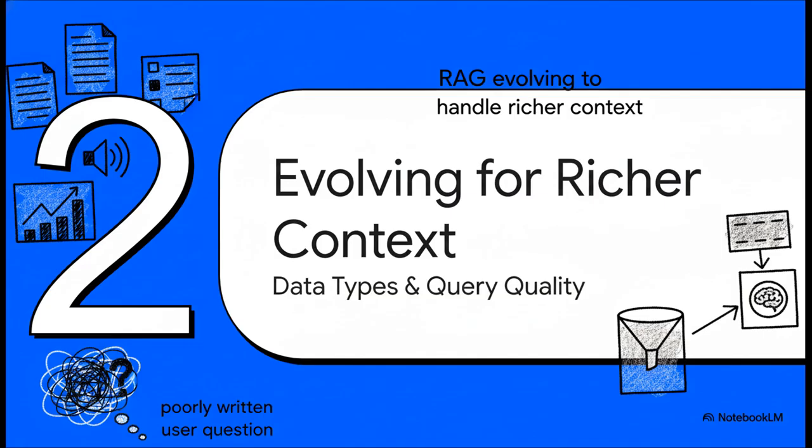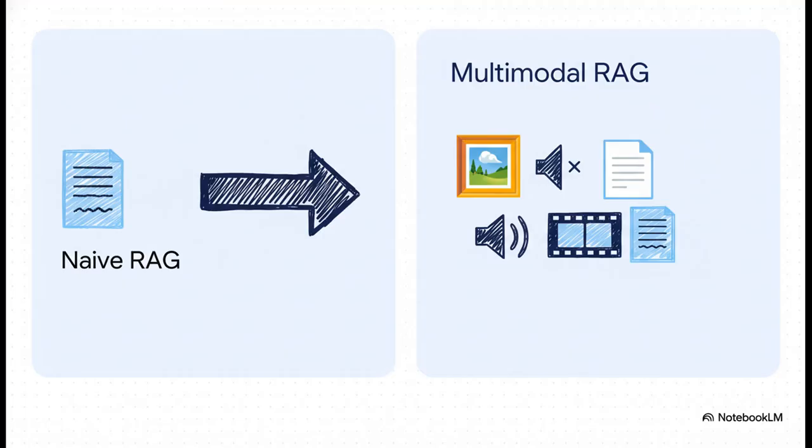All right, let's move on and see how RAG evolves to deal with richer context. This is all about tackling 2 huge real-world problems, all the different kinds of data out there, and, let's be honest, some pretty bad user questions. The first big leap is multimodal RAG. See, naive RAG lives in a text-only world, but real-world data is messy. It's got images, audio clips, videos. Multimodal RAG uses special models that can understand all these different formats, so your text question can pull up the perfect diagram, a screenshot, or even a clip from a video.